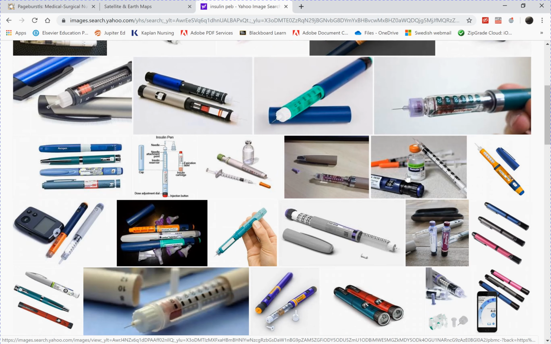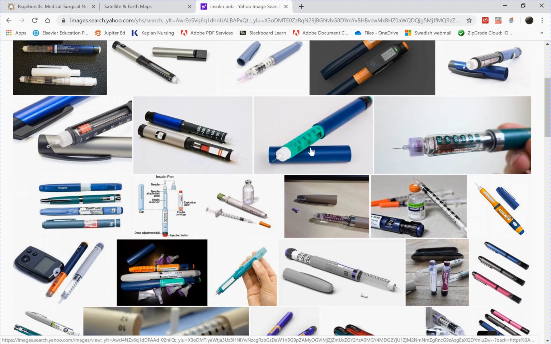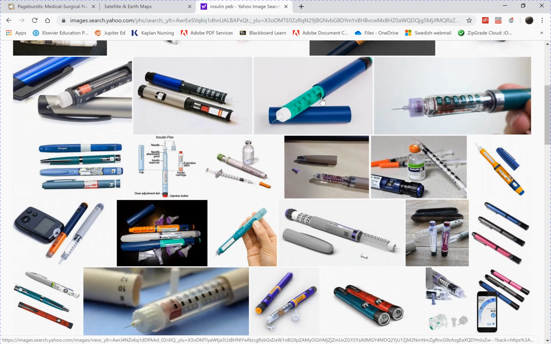The bottom of the vial obviously is either glass or plastic. In the insulin pen, the bottom of the vial isn't solid like this. It isn't plastic or glass. The bottom is rather a rubber stopper.